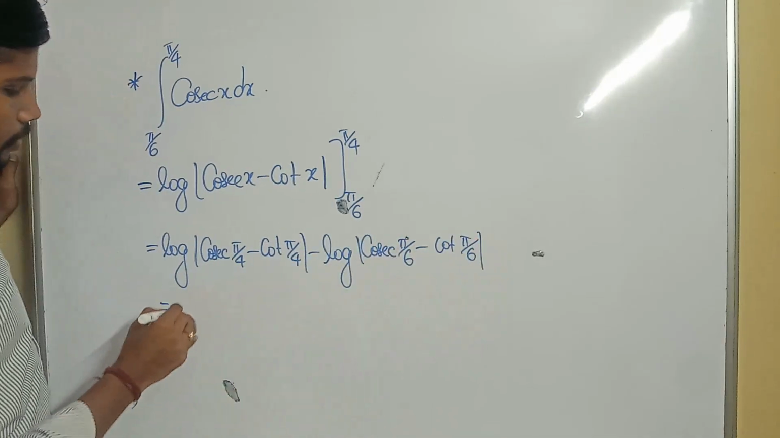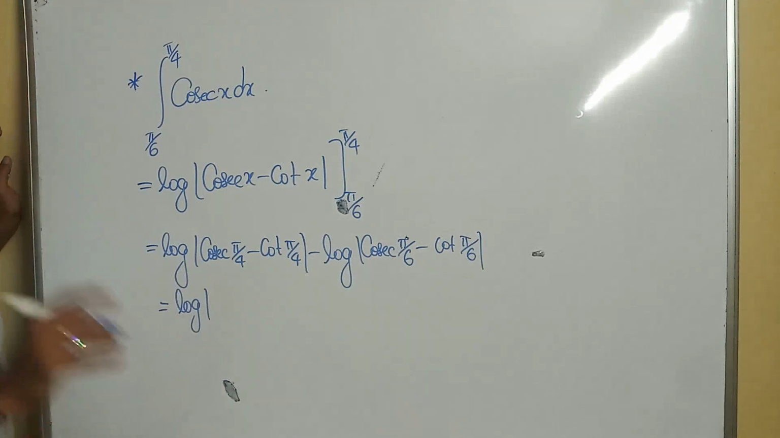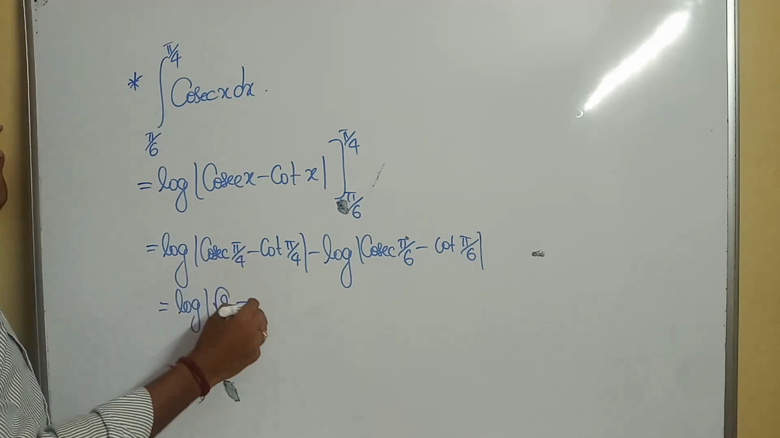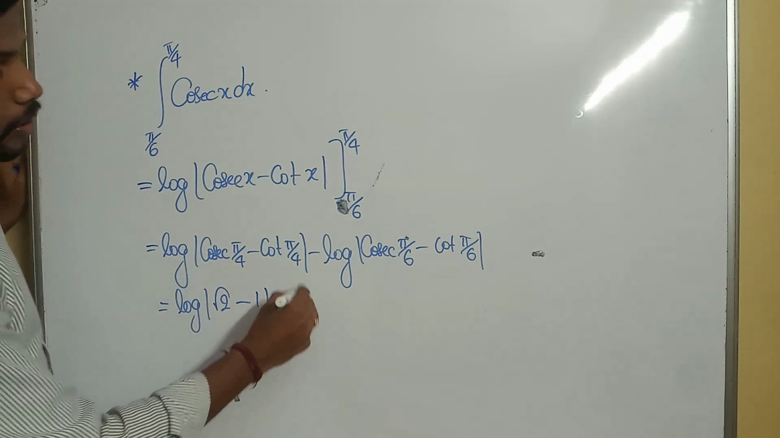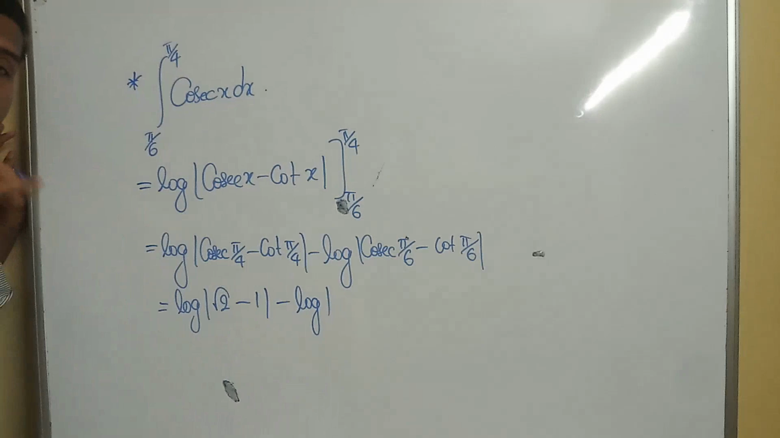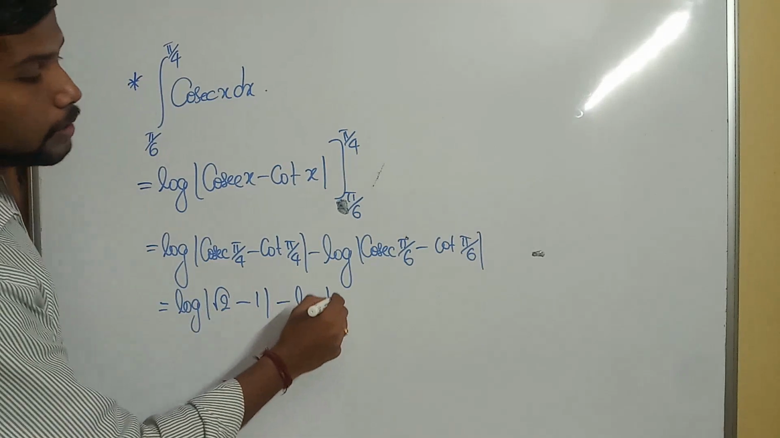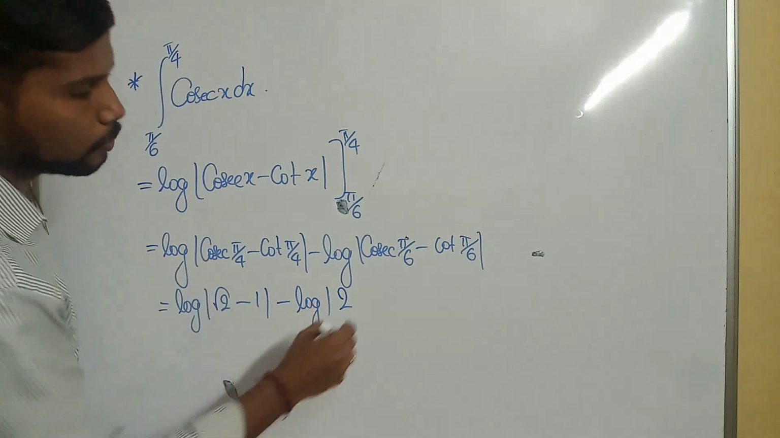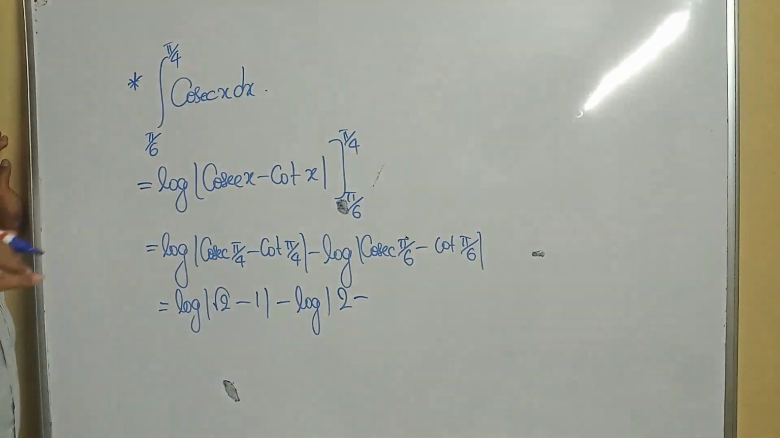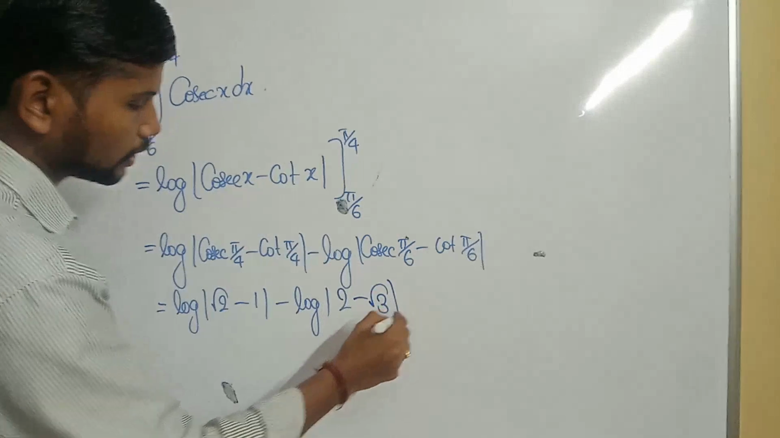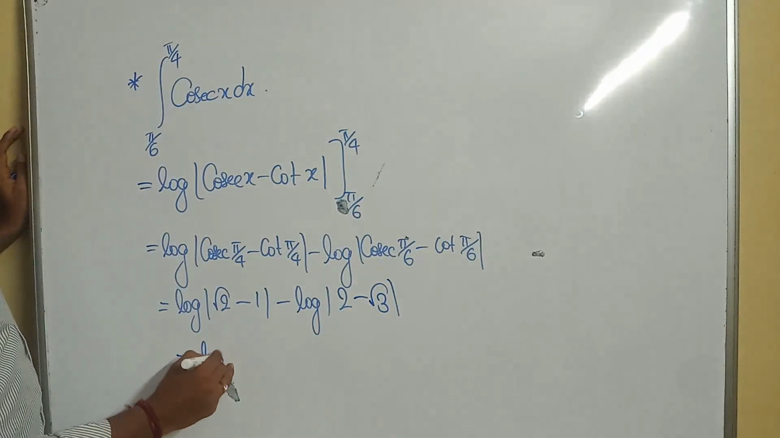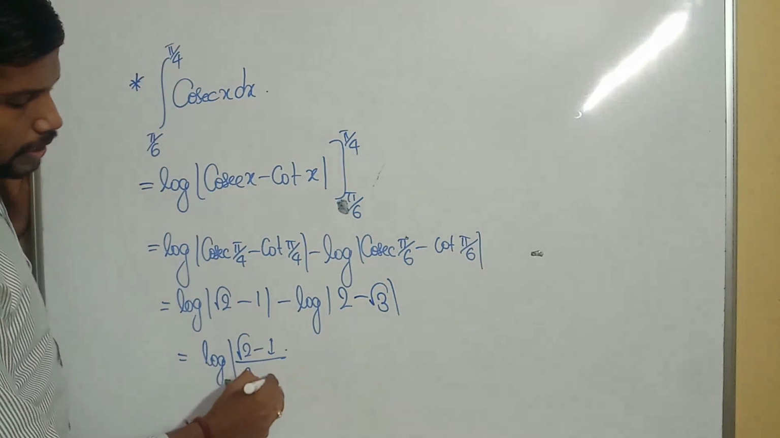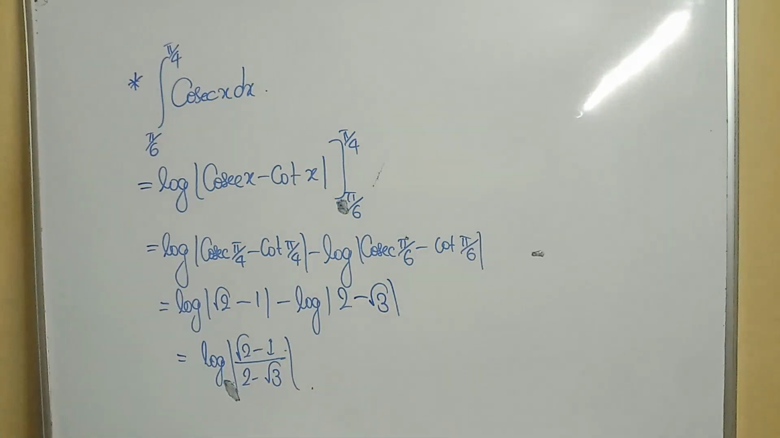Okay, now it is log of modulus of, what is cosecant of pi by 4? It is root 2 minus cot pi by 4 is 1, minus log of modulus of cosecant of pi by 6 will be 2. Why? Because sin pi by 6 is 1 by 2, reciprocal is 2 by 1, minus cot of pi by 6 value is root 3. Okay, it will be log a minus log b, log of a by b: root 2 minus 1 divided by 2 minus root 3. Got the point clearly?